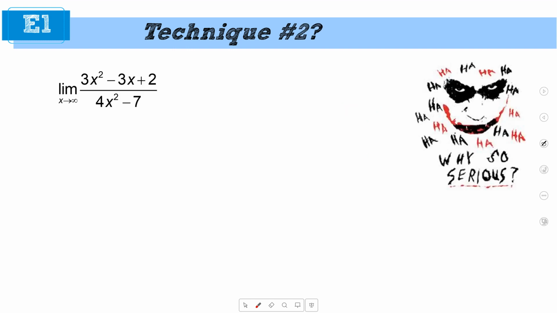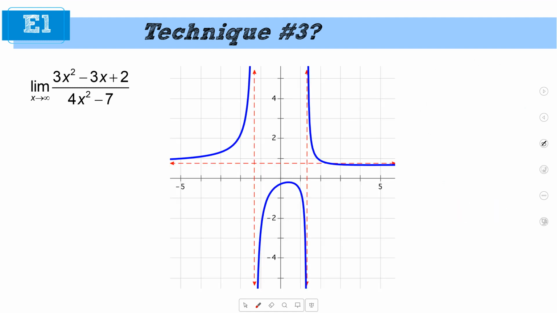Technique number 2, horizontal asymptote. We talked about that already. Bingo. Technique number 3, graph that puppy. And you can see the horizontal asymptote. Oh, look, a function where it crosses the horizontal asymptote. You'd think I would have planned that. I didn't, I just got lucky. Can cross a horizontal asymptote, never cross a vertical asymptote.